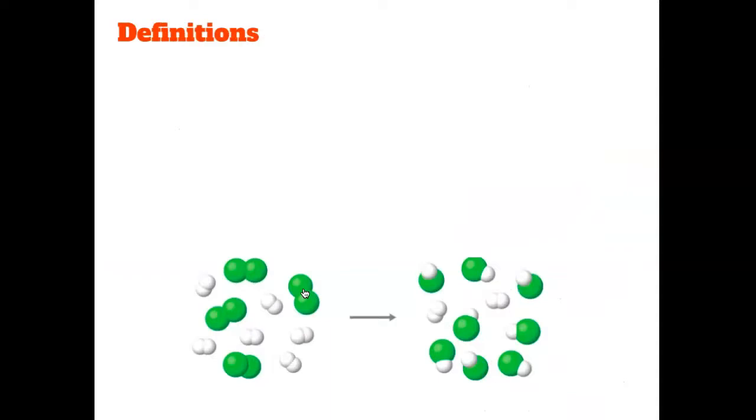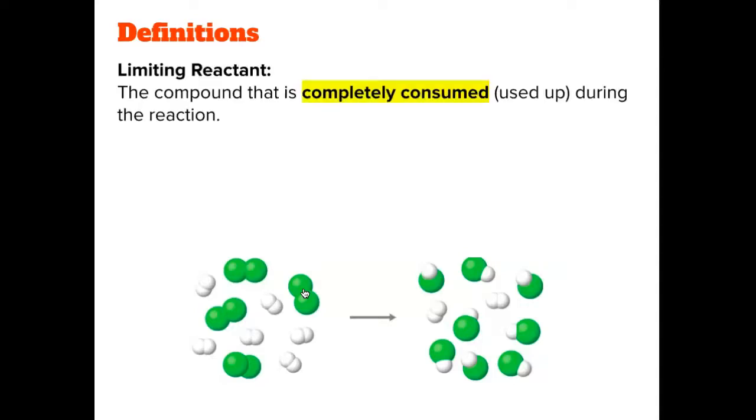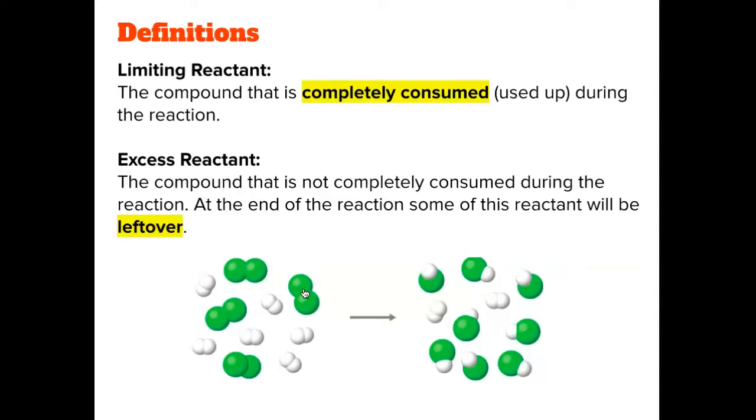So this brings us to two definitions. At the beginning, one of our learning goals is that you should be able to tell the difference between the limiting and excess reactant. So a limiting reactant is the compound that is completely consumed or used up during the reaction. The excess reactant is the compound that is not completely consumed during the reaction, and at the end of the reaction, some of this reactant will be left over.